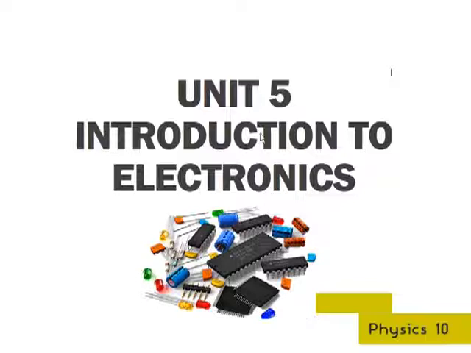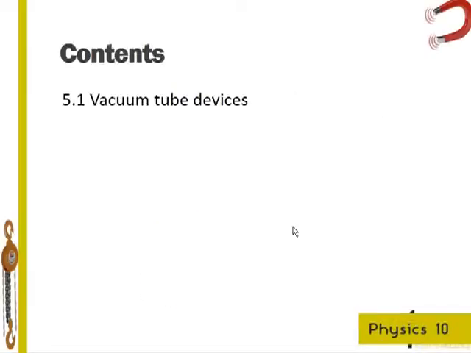Welcome to the Grade 10 unit entitled Introduction to Electronics. In this unit, we're going to explore the study of electronics, and we're going to look at the application of electronics in terms of a number of electronic components. Well, we're going to be looking at vacuum tube devices. This is a very interesting area of study because vacuum tubes were used in the early days of electronics in a lot of electronic appliances.